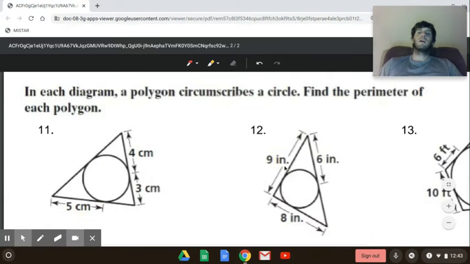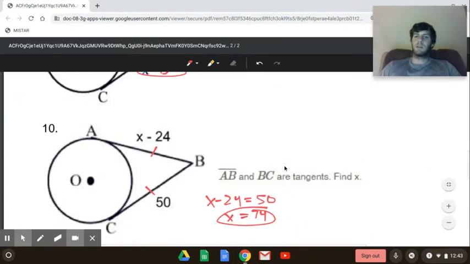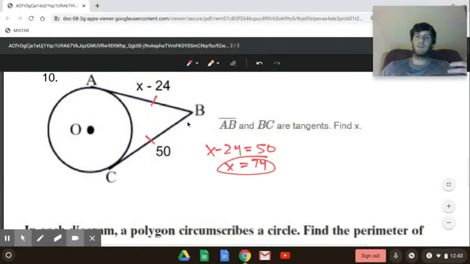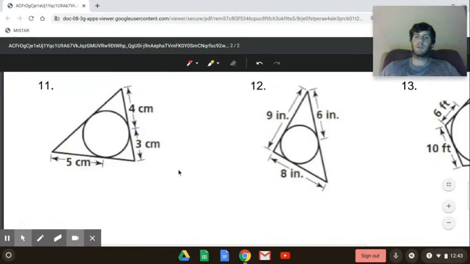Okay, and then here are some questions using that theorem. If the tangent lines meet at an exterior point, those segments are going to be congruent. So in 11, if this is 4, this one over here is also 4. If this is 3, this one's also 3. If this is 5, this one is also 5. So 4 plus 4 plus 3 plus 3 plus 5 plus 5.